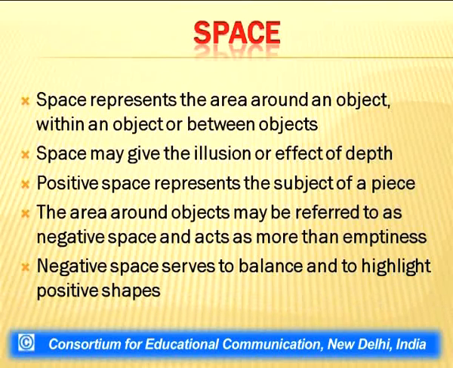Now space may also give the illusion or effect of depth. And we also talk about two types of space: positive space and negative space. So what is positive space? Positive space represents the subject of a piece. The area around the objects is referred to as the negative space, and it acts as more than emptiness. The negative spaces serve to balance and to highlight the positive shapes.